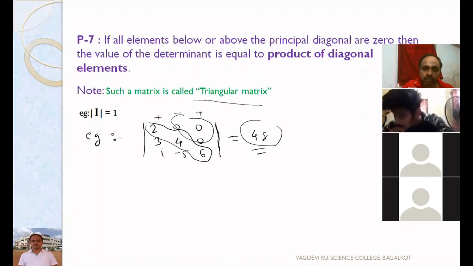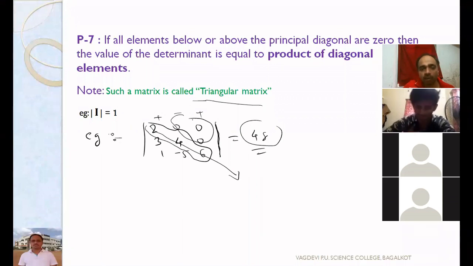principal diagonal. So this is the principal diagonal: 2, 4, 6. Above means these three elements. Below means these three elements. Either these three elements have to be 0 or these three elements have to be 0. In both cases, it's called a triangular matrix. Upper triangular, lower triangular.